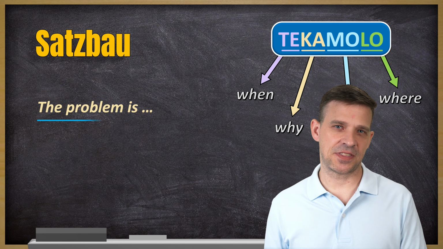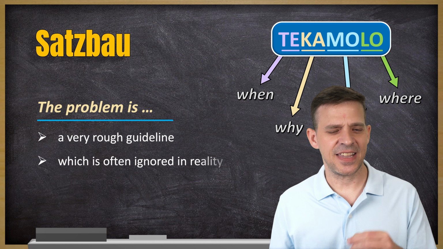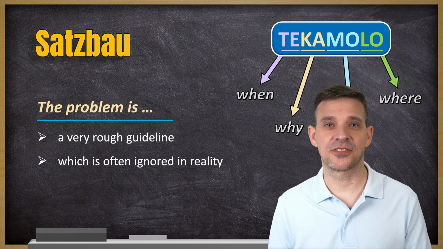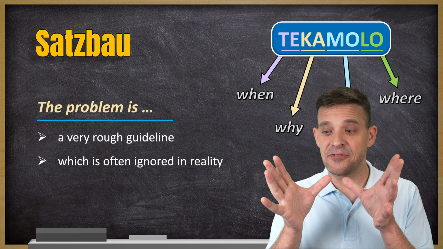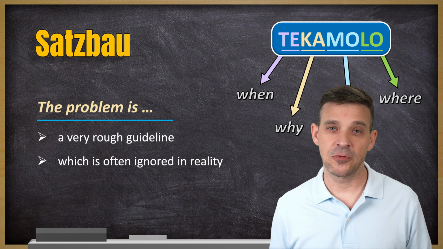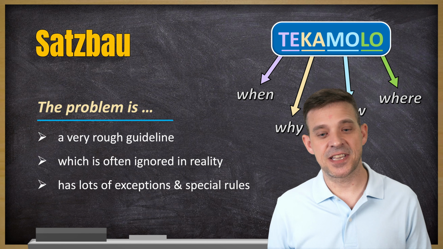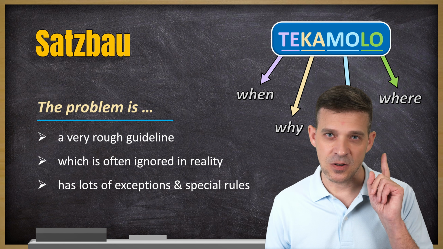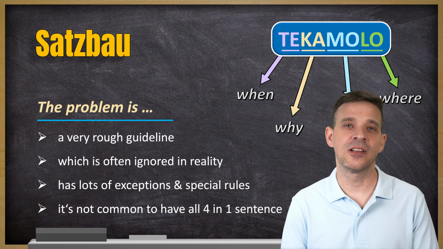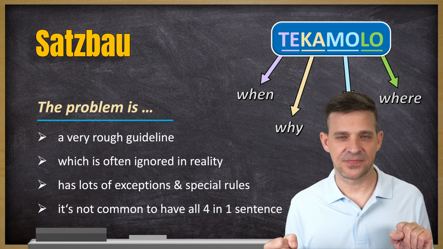The problem with this TeKaMoLo is that it is a very rough guideline, which is often ignored in reality, especially in spoken German. Because if you want to emphasize a certain element, you will actually change this order and you will not use this normal TeKaMoLo order. It has lots of exceptions and special rules, and one important thing to keep in mind: it's actually not common at all to have all those four elements in one sentence.